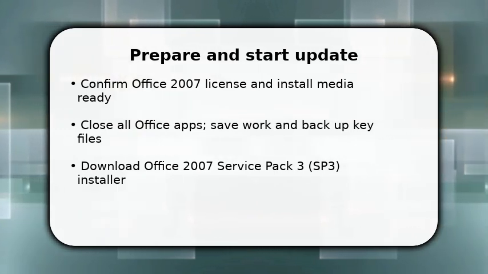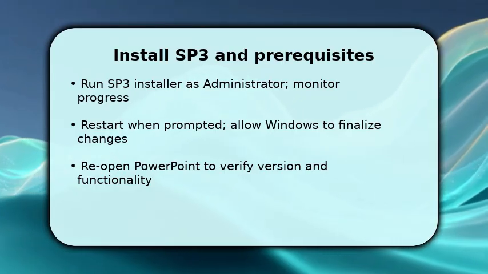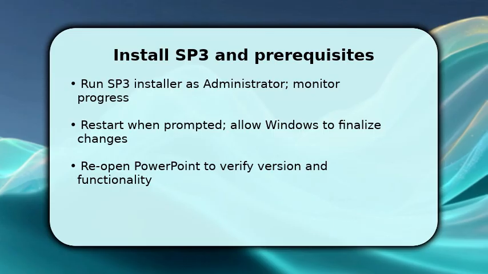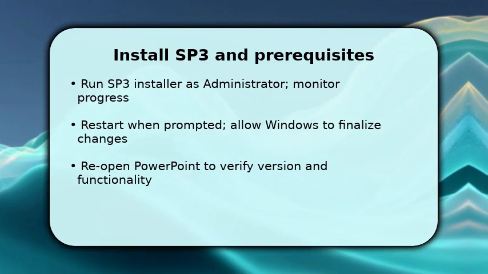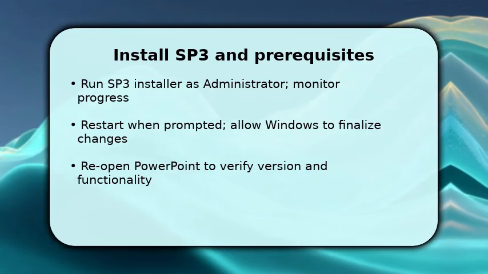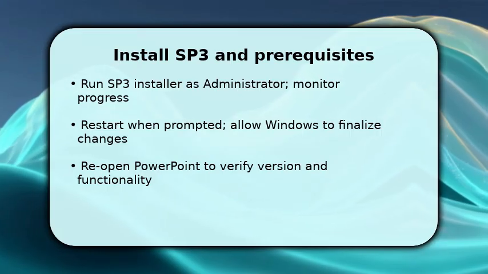You run the SP3 installer with administrator rights. Right-click and choose Run as Administrator to ensure files update correctly. During installation, follow prompts and watch for prerequisites the installer may include. If prompted to remove conflicting components, approve only verified changes.